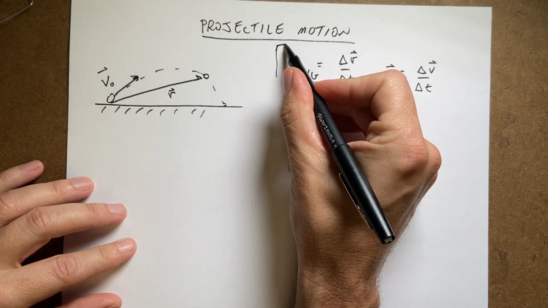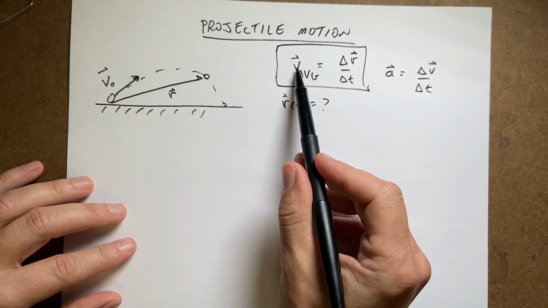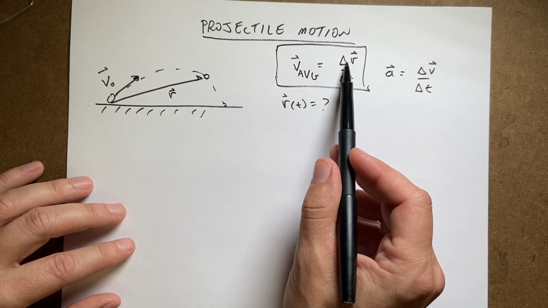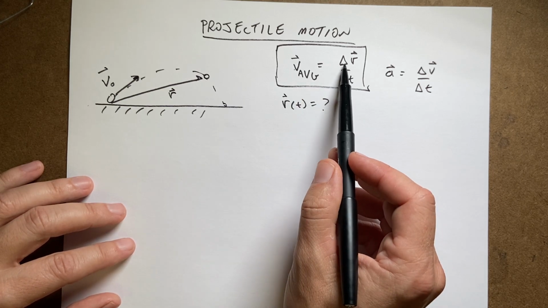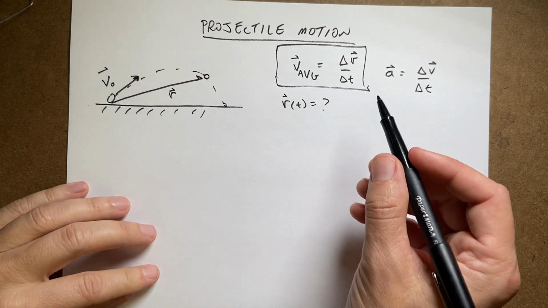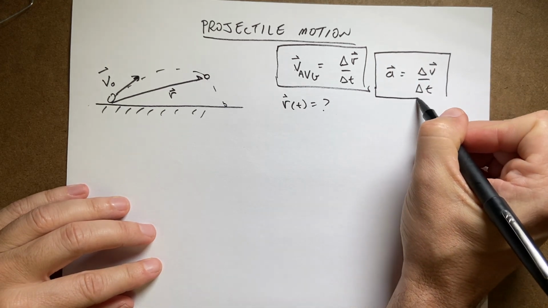Number one, I have this one. This is the definition of the average velocity vector. So this says the average velocity over any time interval is the change in the r position divided by the change in time, however long that took. Okay, we got that.